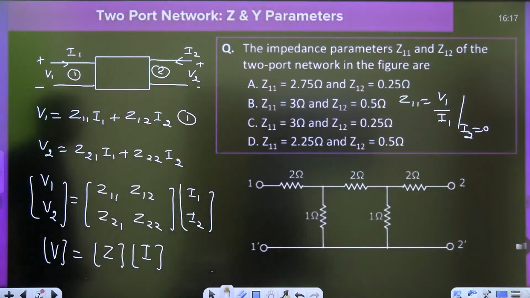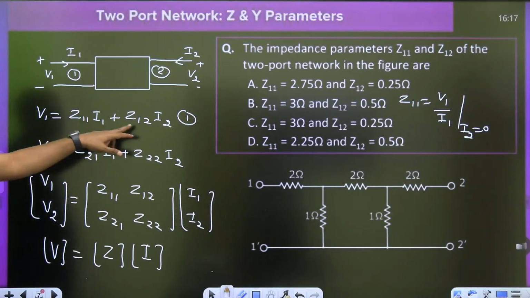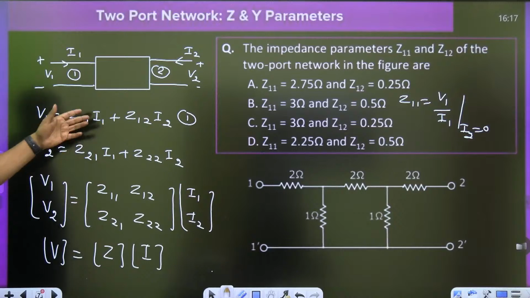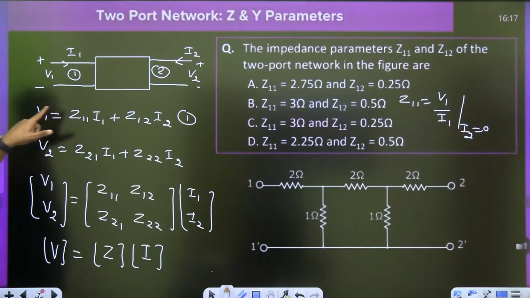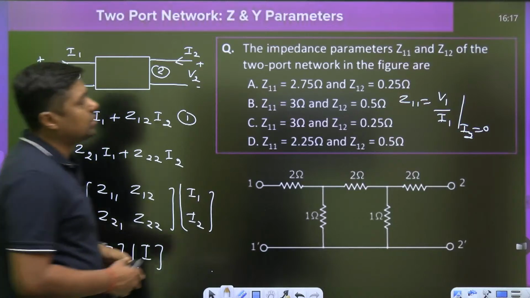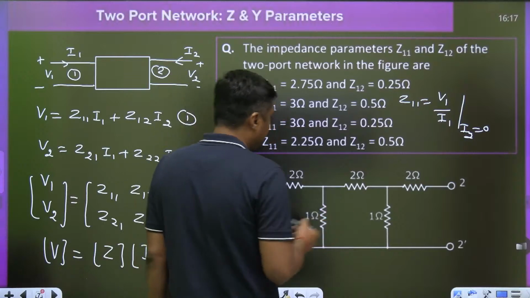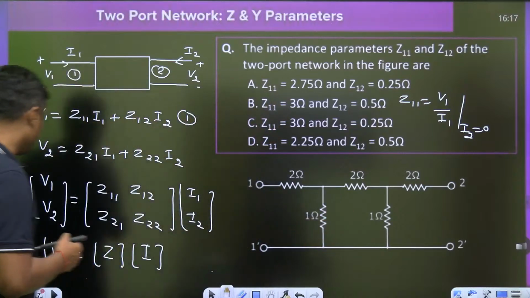And what is the second option, Z12? Z12 is V1 by I2 with I1 equal to 0. When the input current is 0, it means the input is open circuit. So you have to find Z12, V1 by I2 with I1 equal to 0. Right? Let's find this also. Now let's come to the figure.